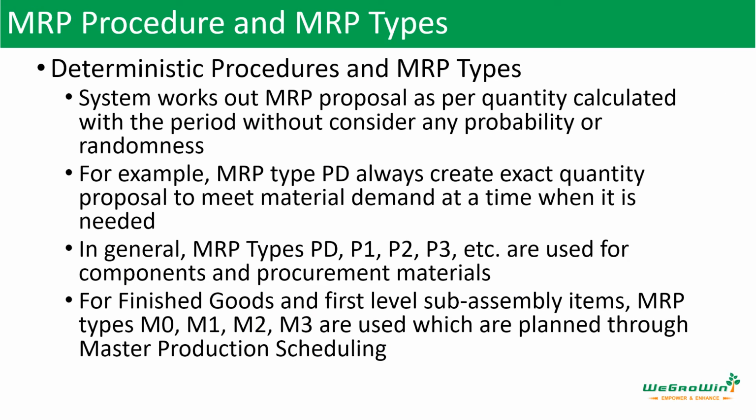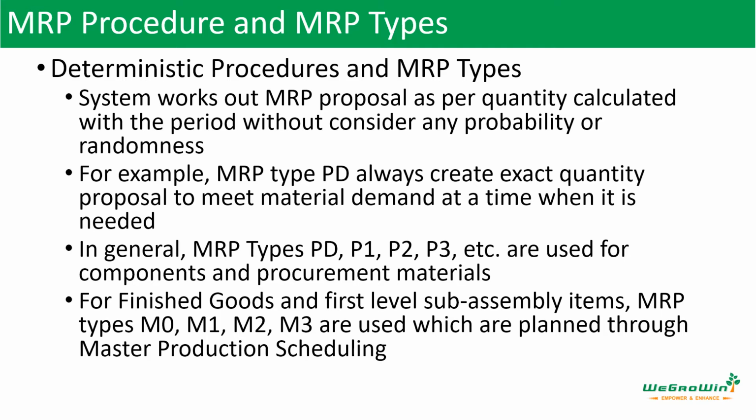Okay. Right. Now the determining procedure, the MRP types. When a system works out an MRP proposal as per the quantity calculated within the period without considering any probability or randomness, there is no probability, there is no randomness. It will calculate exactly what the inventory is, what the open orders are, what the requirement is. It will arrive at what the material need is. For example, MRP type PD always creates an exact quantity proposal to meet the material demand at the time when it is needed. So which material is required, how much quantity is needed, when it is required. All these things will be arrived at based on this MRP type PD.